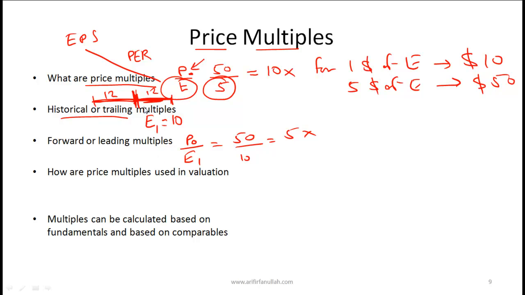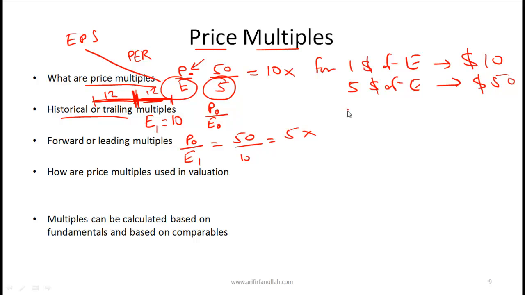And just to complete this discussion on PE, the exact formula for the historical or trailing multiple would be written as P0, current price, over E0. E0 represents the earnings per share for the recently concluded 12-month period. Now I focused on price earnings ratio here because that's the most commonly used multiple. There are several other multiples which are also used.